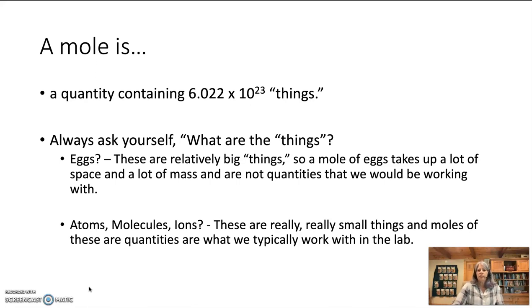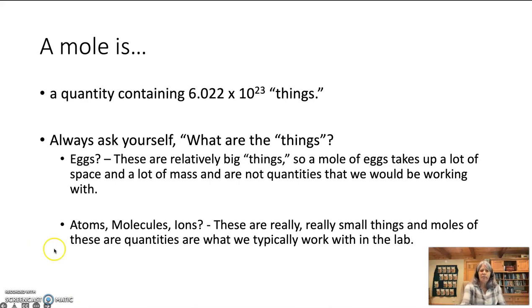And so it's always important when doing problems involving moles to make sure you're clear about what things you're talking about, right? Suppose we were talking about eggs. These are relatively big things compared to atoms and molecules and ions. So a mole of eggs will take up a lot of space and a lot of mass. Remember, a mole of eggs would just be 6.022 times 10 to the 23rd eggs. So we don't talk about moles of eggs because it's a quantity we would never deal with.